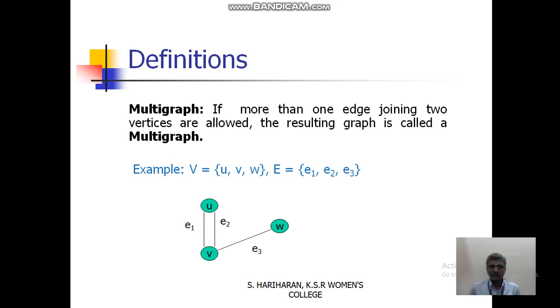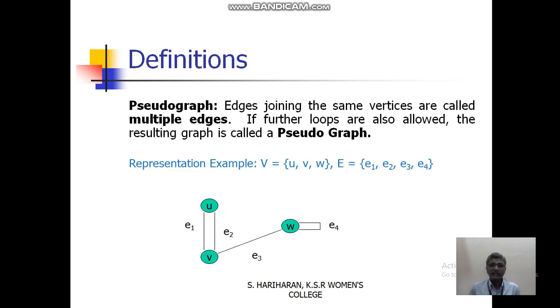Next, multigraph. If more than one edge joining two vertices is allowed, the resulting graph is called a multigraph, and this is the example. Next one, pseudograph. We know very well edges joining the same vertices are called multiple edges. If further loops are also allowed in that graph, the resultant graph is called a pseudograph.